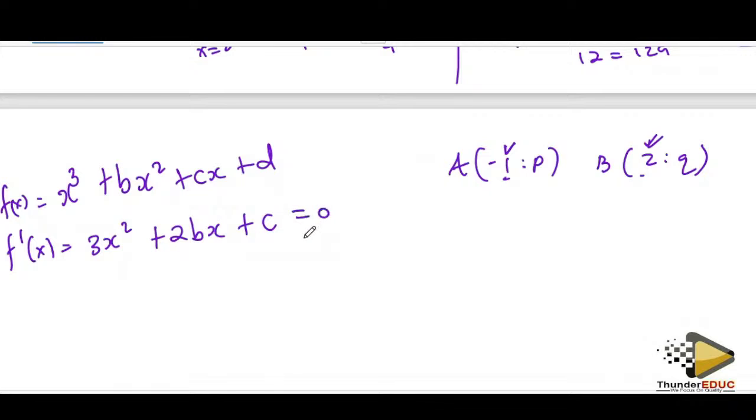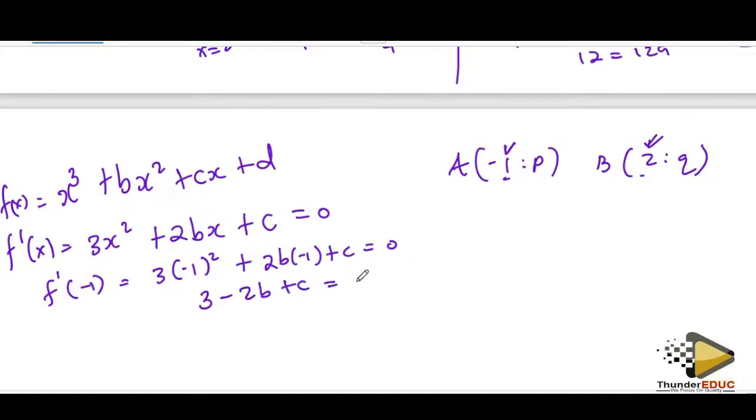Remember, we are equating it to 0, which means I'm going to replace x with negative 1 and x with 2. Say x is negative 1. That's 3 times negative 1 squared plus 2b times negative 1 plus c is equal to 0. Simplifying, it's 3 minus 2b plus c equals 0. Making c the subject, it's going to be c equals 2b minus 3.